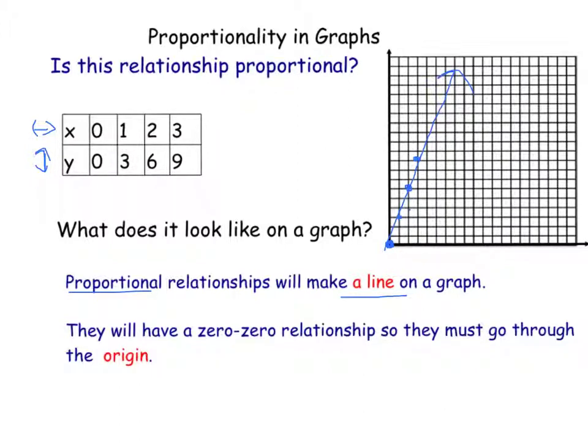Now, is it proportional? Well, we can see 3 over 1 is the same as 6 over 2, and 9 over 3. So they all can be reduced to 3 over 1. So the unit rate is all of the same. So proportional relationships will make a line, and they also have that 0, 0 relationship. 0, 0, remember, means that it goes through 0, 0. So it goes through the y-axis at 0. So the y-intercept is 0. So it goes through the origin.